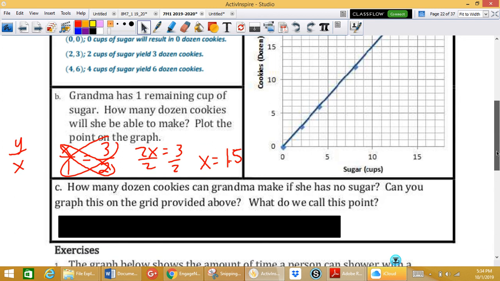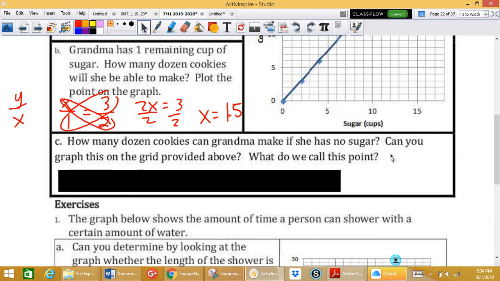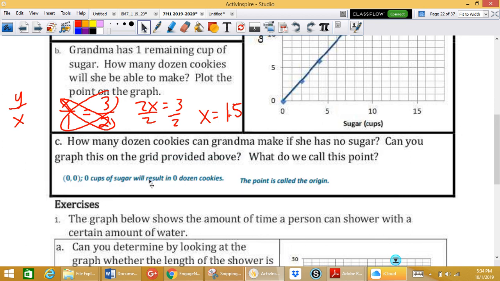How many dozens of cookies can she make with no sugar? Can you graph this on the graph provided? And what do you call this point? 0, 0. 0 cups of sugar will result in 0 dozen cookies. We call this point the origin.